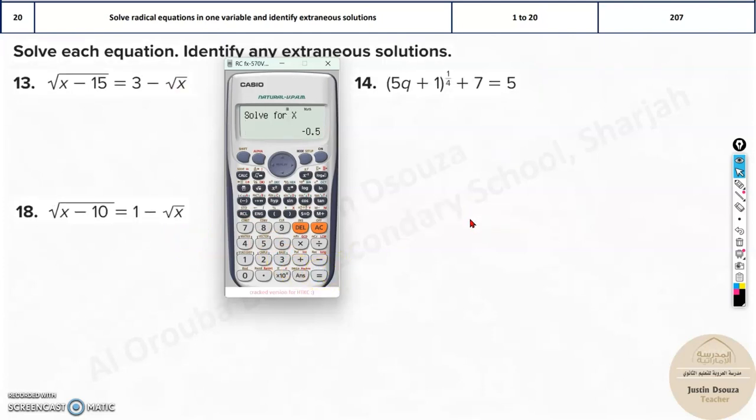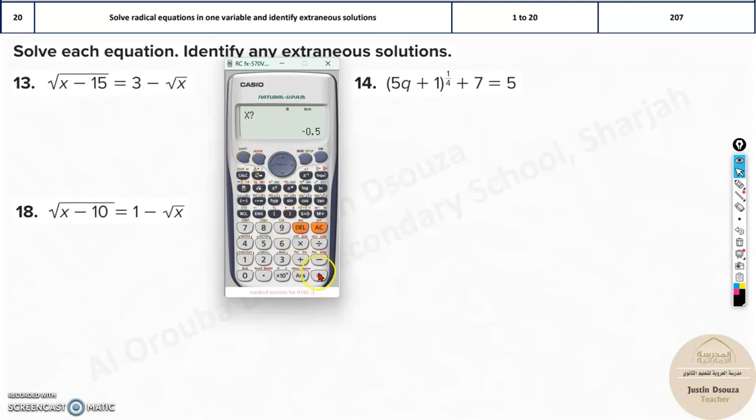But now look at these problems. I'll pause the video. You guys pause the video and try to solve them, and then I will continue. I hope you tried by pausing the video. Let me type this as it is. Alpha x minus 15 equals 3 minus root of x. Okay.